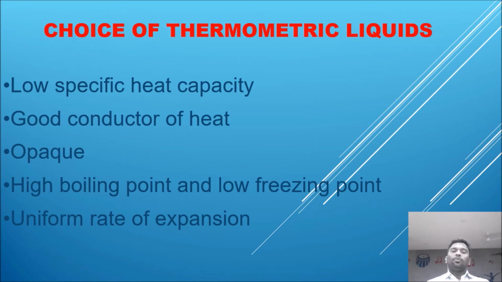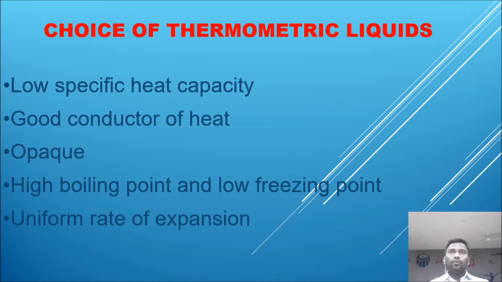Right, here is the next topic, choice of thermometric liquids. So what does it mean by thermometric liquids? Thermometric liquids are the liquids which are used in thermometers. Especially mercury and alcohol, we use to measure temperatures in thermometers. These liquids have special properties. With those properties, we can decide this is the suitable liquid for measuring temperature with the thermometer.